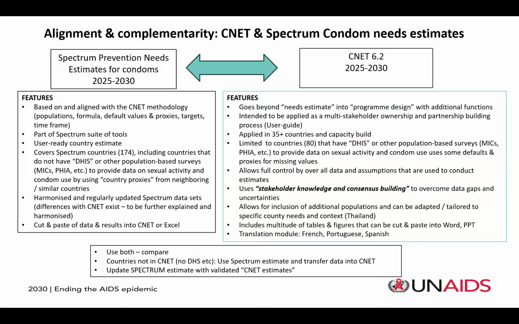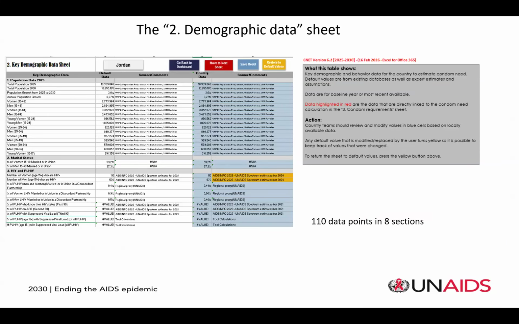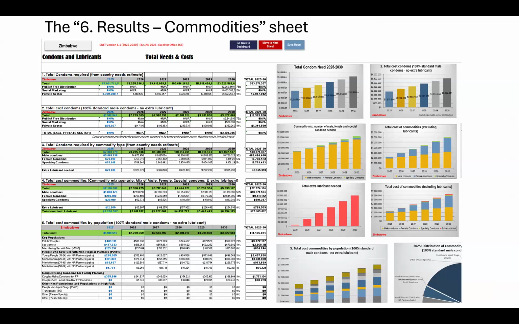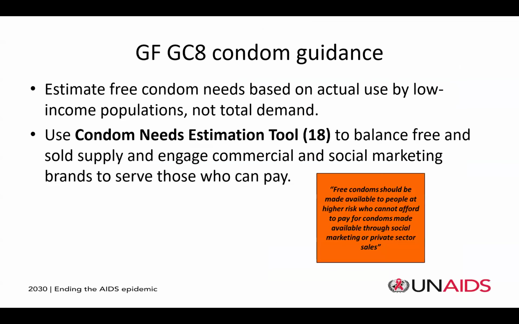One consideration is that the Spectrum needs estimates are pre-populated for virtually all countries, which is an advantage. CNET has been primarily used in Sub-Saharan Africa and is populated for a subset of countries that have demographic health surveys or similar population-based surveys, which are required for populating it. Here you see an example of a demographic data sheet. Here you see examples of outputs. CNET provides a range of graphics, also annual target growth and output in relation to that, whether in terms of condoms or lubricants or cost associated with condom programming.